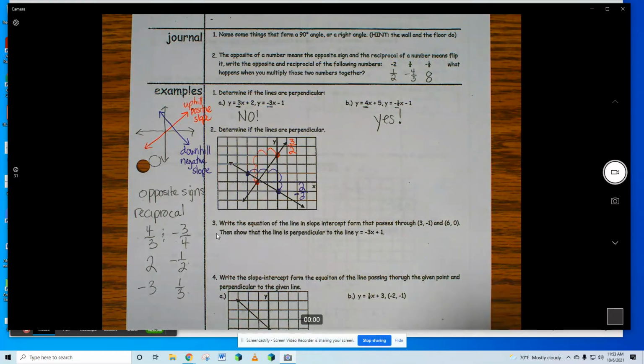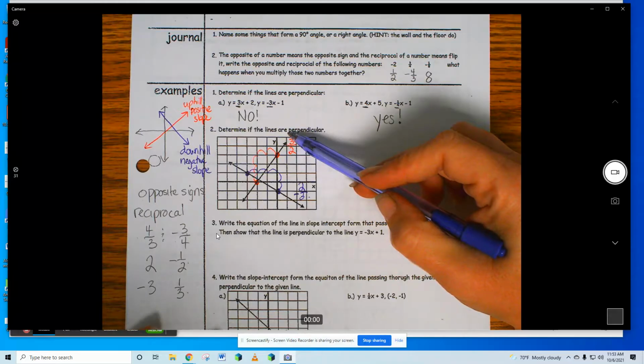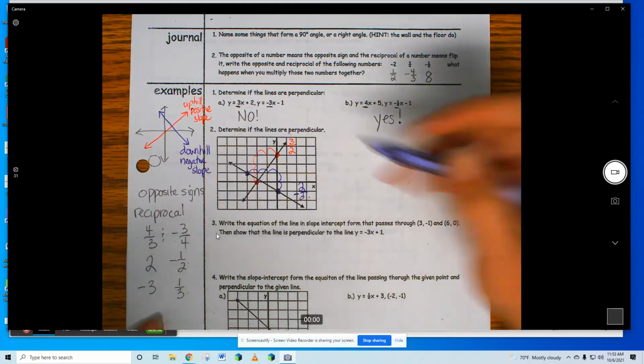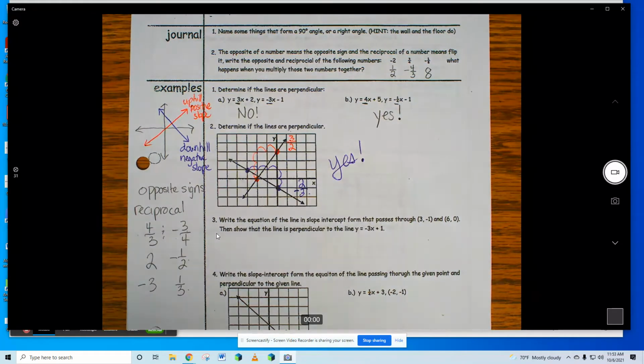-2/3. Are 3 halves and -2/3 opposite? Yeah. Are they also reciprocal? Yes. Opposite reciprocal slopes. Good job.